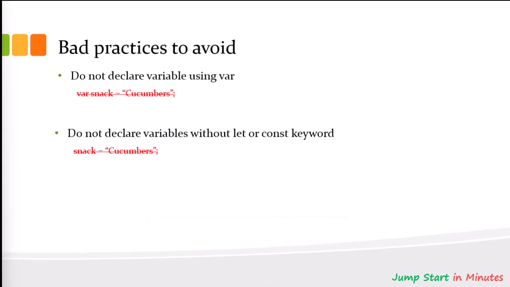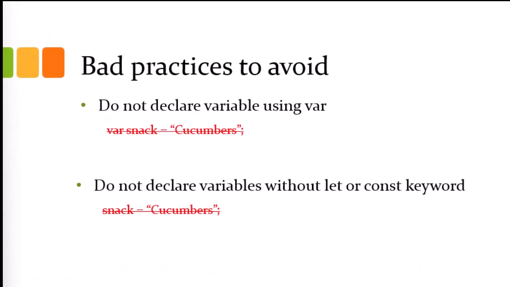Let's look at some bad practices with JavaScript declarations that you might come across and should avoid. You may come across a code example using the var keyword. This works, but it is not recommended as it is used for backward compatibility. Instead, use let to declare a variable. You may also see code examples where people are not using the let or const keyword to declare a variable. They just use the variable name and assign a value. Again, that works, but it's not recommended. We have not discussed the const keyword, and that is exactly what we are going to discuss in the next slide.